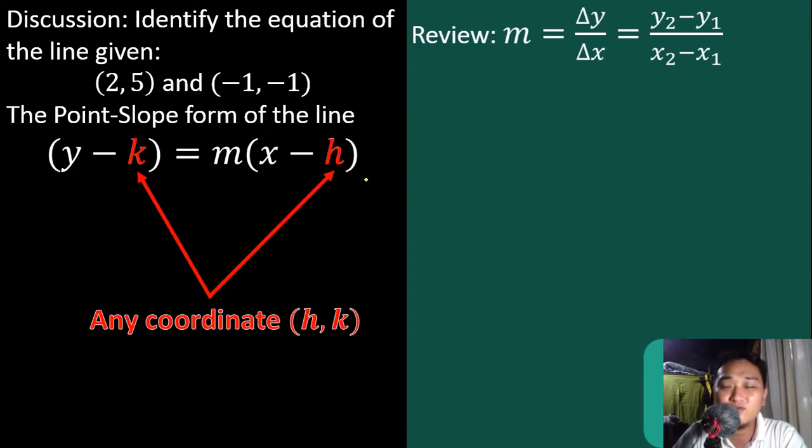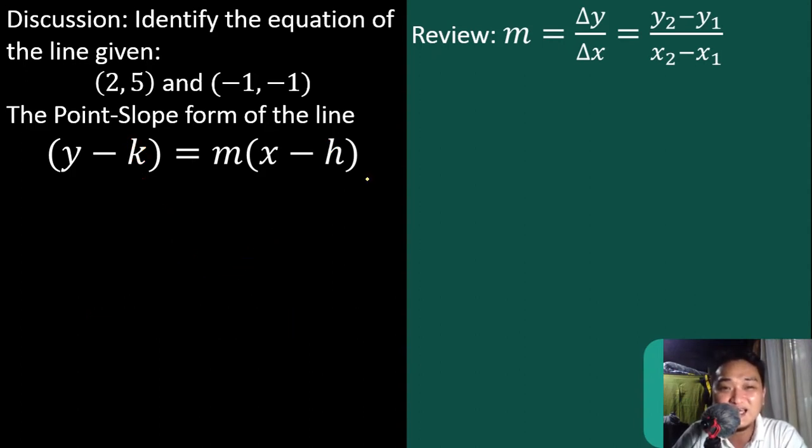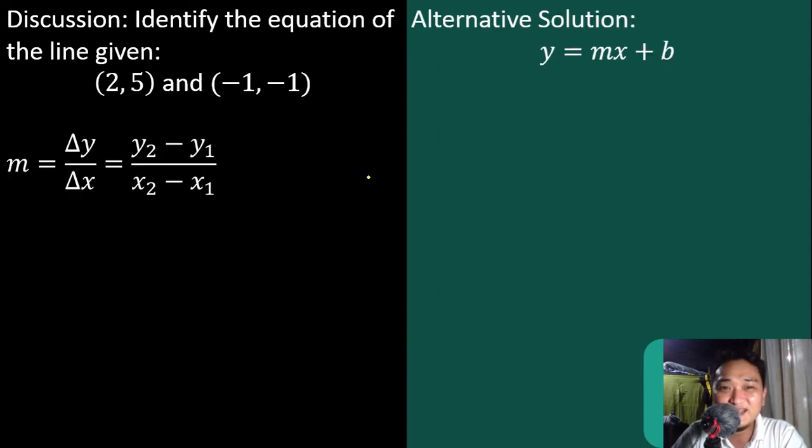Pero kung nagkataon lang talaga na nakalimutan natin yung point slope form of the line, may alternative solution dyan. So, paano po yun? In the same manner, with the point slope form of the line, kukunin muna natin yung slope. And then, we will make use of the slope intercept form of the line, which is y is equivalent to mx plus b.